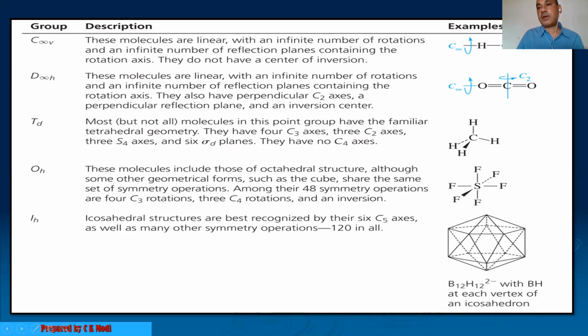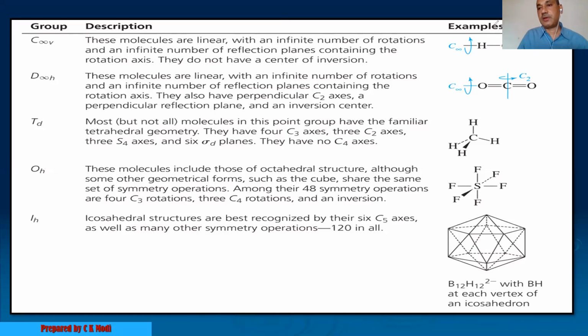Now we shall check whether center of symmetry i is present or not. If I start my journey from this hydrogen through the center, on the other side of the center there is a chlorine atom. There is no hydrogen atom. Therefore, center of symmetry i is absent. Okay.